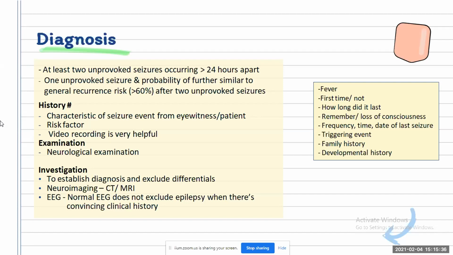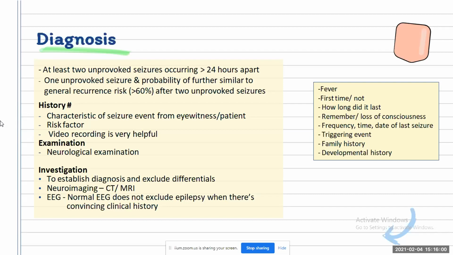And for the examination, the important part is the neurological examination. In the neurological examination, we can check for any muscle spasm, any eye deviation, any automatic muscle movement. This is important so that we can categorize the epilepsy types.